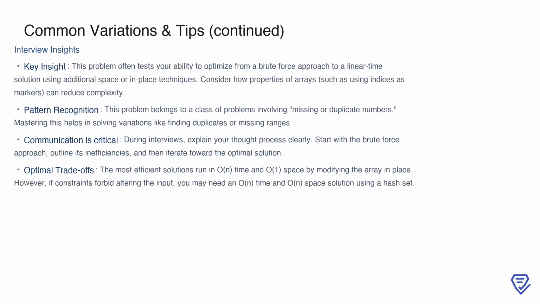Now, let's focus on insights that are particularly relevant for interviews. A key aspect of this problem is optimizing from a brute force approach to a linear time solution. This typically involves leveraging array properties, such as using indices as markers, to reduce complexity. It's also valuable to recognize that this problem is part of a broader class of problems dealing with missing or duplicate numbers. Mastering this type of problem can help you solve variations like finding duplicates or identifying missing ranges.